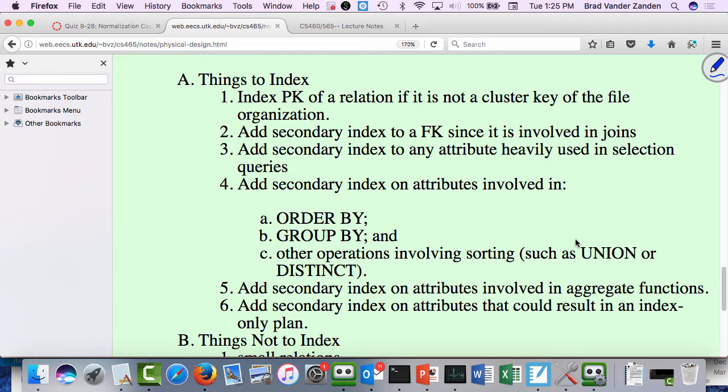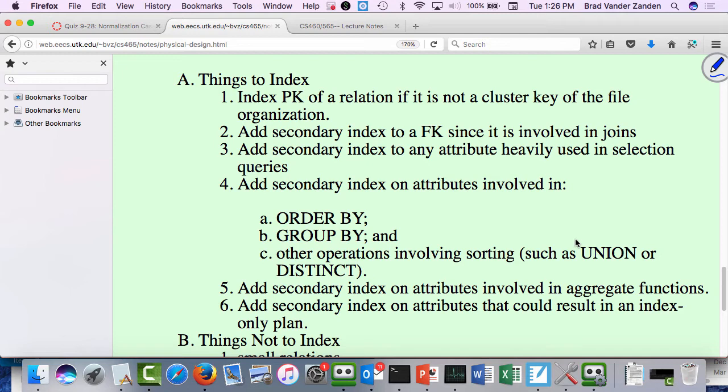And for the same reason, we're typically going to put a secondary index on all of our foreign keys because they are also frequently involved in joins. So 1 and 2 tend to be no-brainers. It's very rare that you wouldn't choose to index your primary and foreign keys. After that, it becomes more of a rule of thumb.